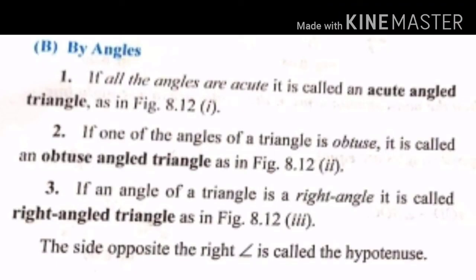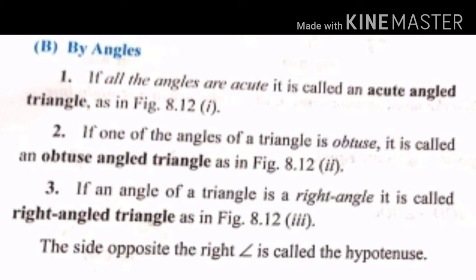Now by angles we see our types of triangle. First is acute angle. If all the angles in a triangle are acute, then it is said to be acute angle triangle. If one of the angles of a triangle is obtuse, it is called an obtuse angle triangle.